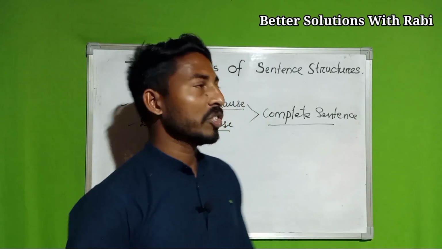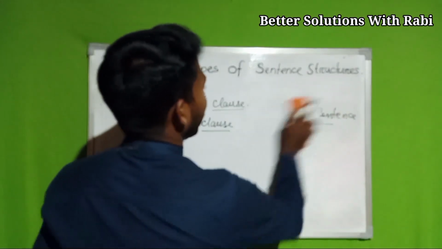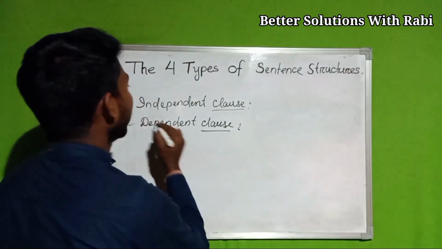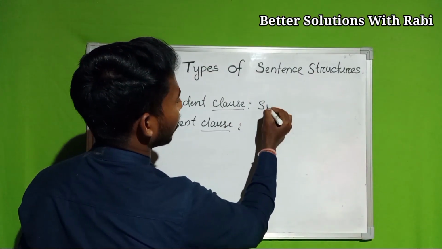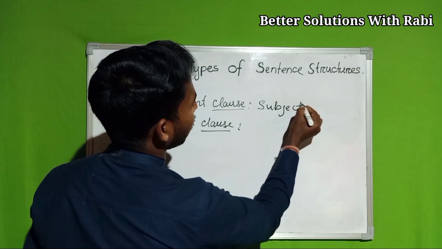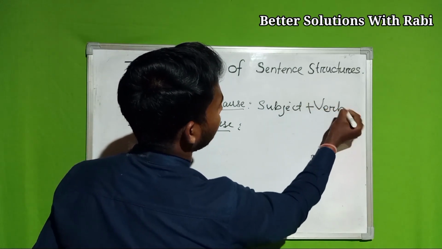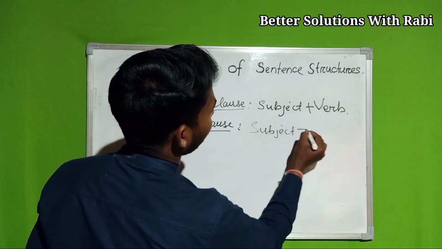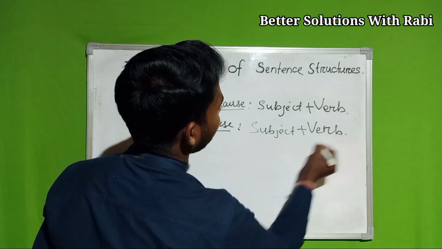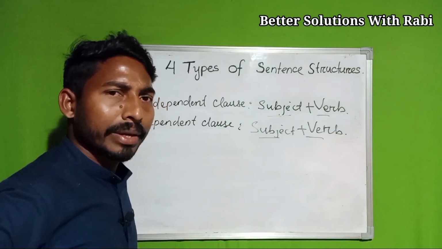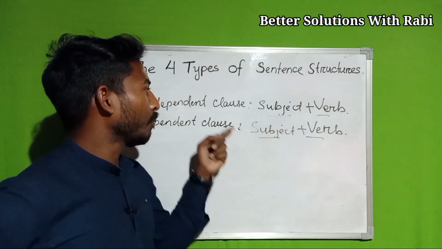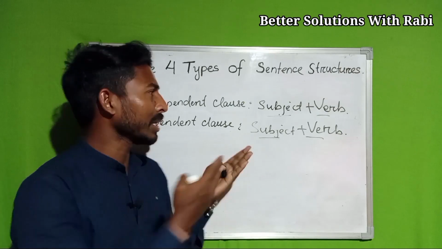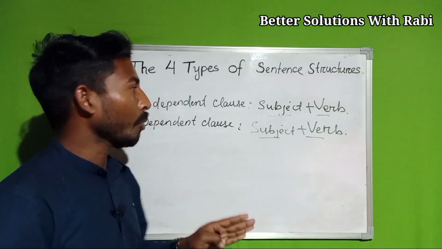Now, let's see the sentence structures of the independent clause and the dependent clause. In the independent clause, subject plus verb will be there, and in the dependent clause, subject plus verb will be there. Oh, is it? Can it be that in both formats we have subject plus verb and subject plus verb? You might be thinking there is something wrong here, isn't it? But there is no mistake here.